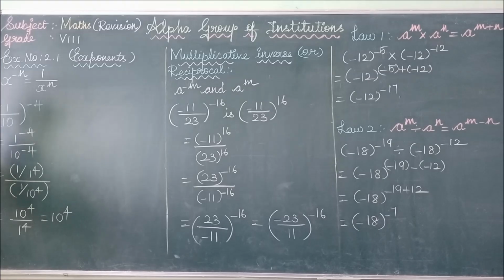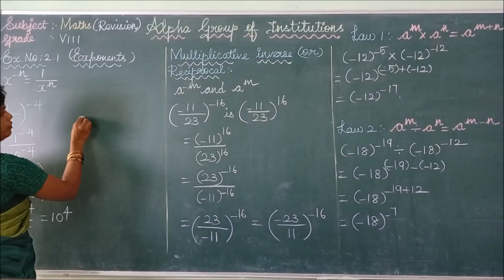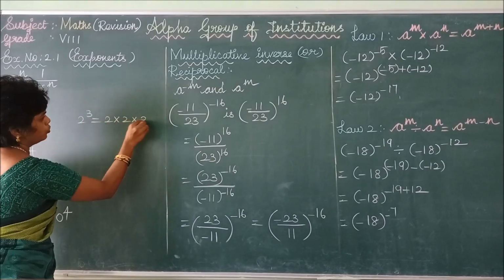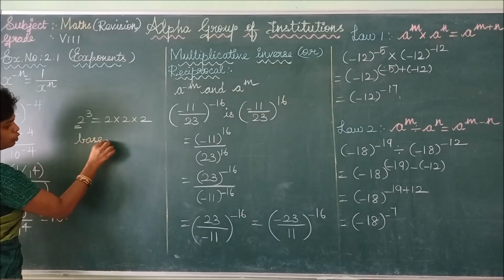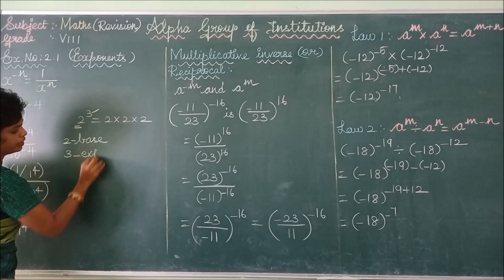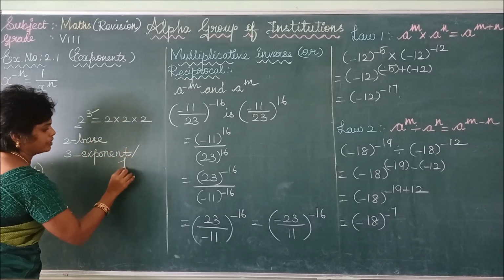Okay. Exercise number 2.1, that is exponents and powers. You know the formula x power minus n is equal to 1 divided by x power n. So exponent means what? If it is 2 power 3, you can write 2 into 2 into 2. So this x can be called the base. 2 is called the base. 3 is called the exponent, or power we can say.